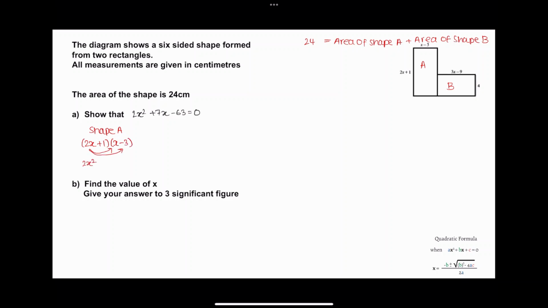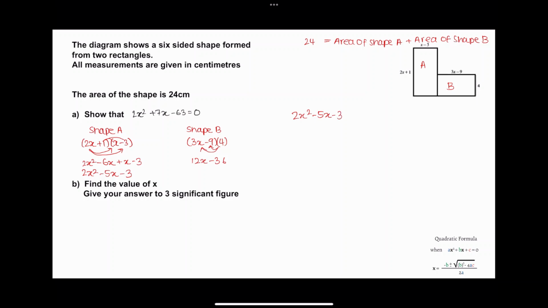Firstly, the context sentence of the area tells you that the question is somehow related to the area of the shapes. Although you don't have numbers to work with, you can still work out the areas of the shapes individually. For example, the area of shape A is 2x plus 1 multiplied by x minus 3. You will eventually result in a quadratic being 2x squared minus 5x plus 3.